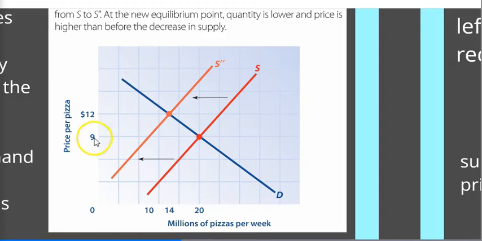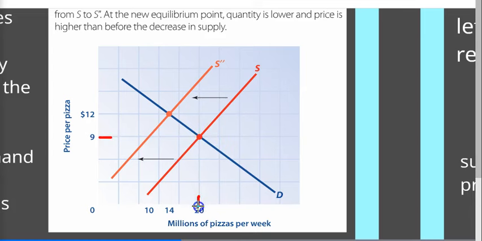So if we look at $9, that was our initial price. Our equilibrium was 20 million pizzas per week. So our supply curve shifts left. That means at $9, we are now at 10 million pizzas per week. We now have, yikes, a shortage of 10 million pizzas. Producers supply 10 million fewer pizzas than consumers demand. That's your shortage, which drives the prices upward.